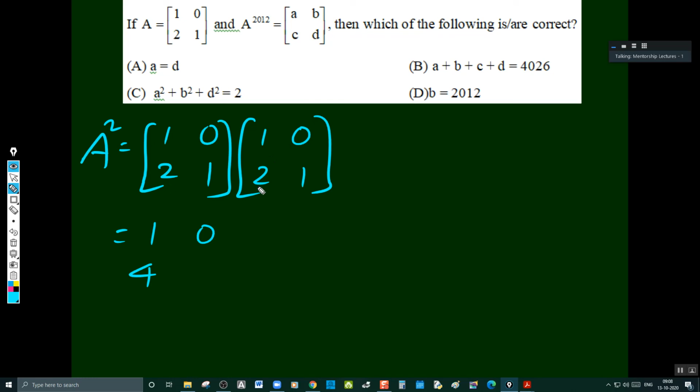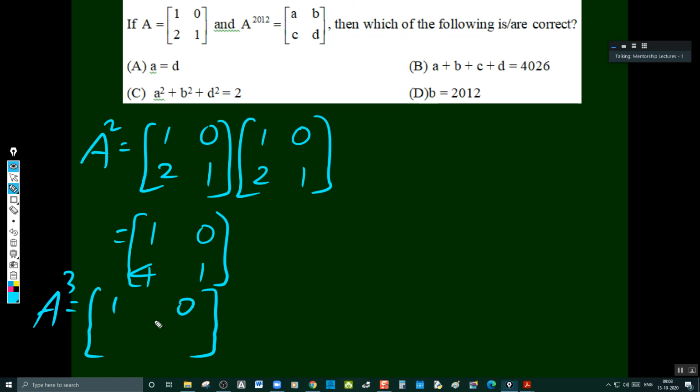You got A squared there. Find out A cube. With this one, we will understand. 1041 and 1021. एक एलिमेंट A21 ही हर बार उसका पावर बढ़ते रहेगा 2 में. देखेंगे.